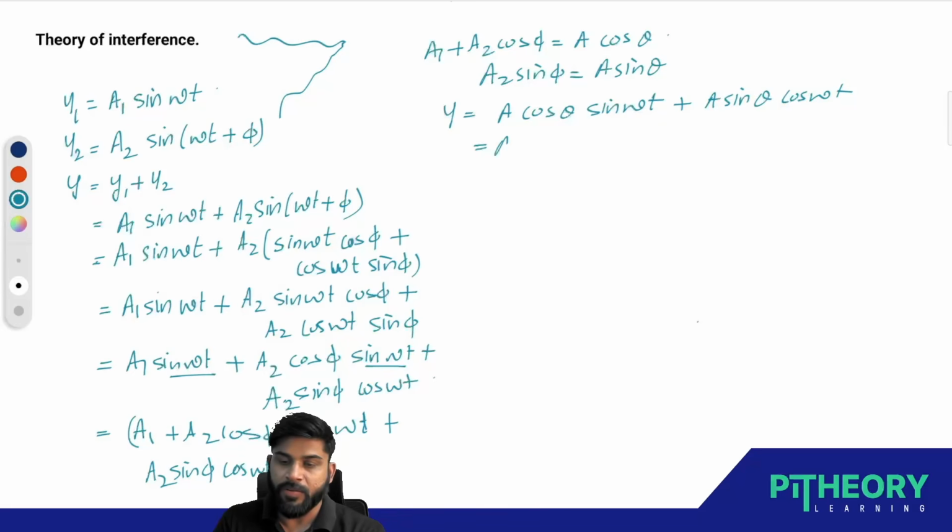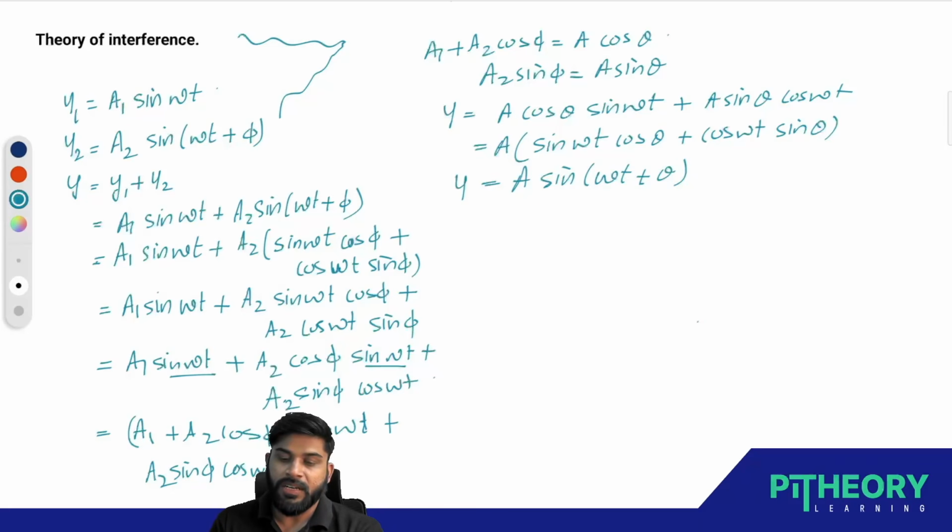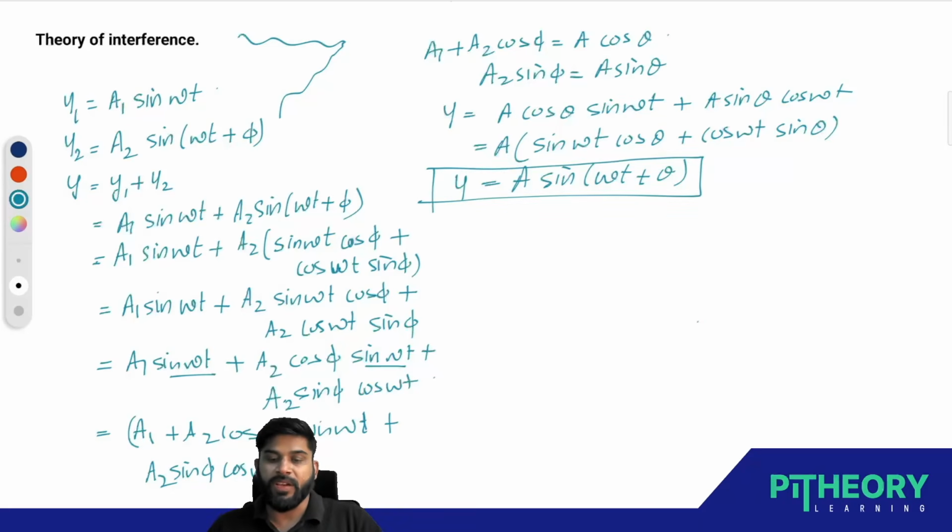If you take A common outside and rearrange, you get sine omega t cos theta plus cos omega t sine theta. We get it back again: sine of A plus B, sine A cos B plus cos A sine B. So this you can write as sine of omega t plus theta. So the resultant displacement is y equal to A sine of omega t plus theta, where A we call the resultant amplitude. And what is the resultant amplitude we'll be getting? From these two equations, let's say this is equation number one and this is equation number two.